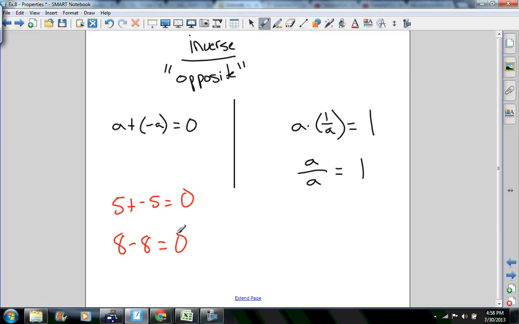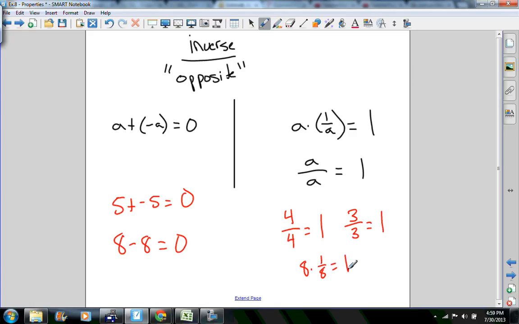That's what inverse means. Now, for multiplication and division, it's the same idea. If you have 4 divided by 4, they're going to go away and be left with 1. If you have 3 divided by 3, they're going to go away and be left with 1. But you could also write it as 8 times 1/8. That's the same thing as 8 divided by 8. And that's also going to be 1.